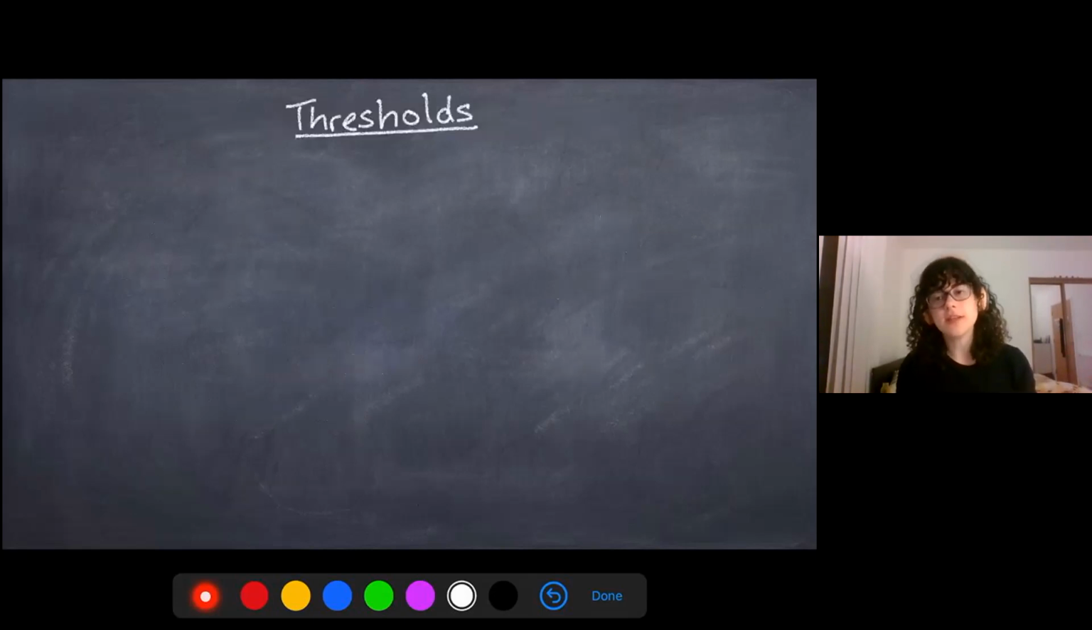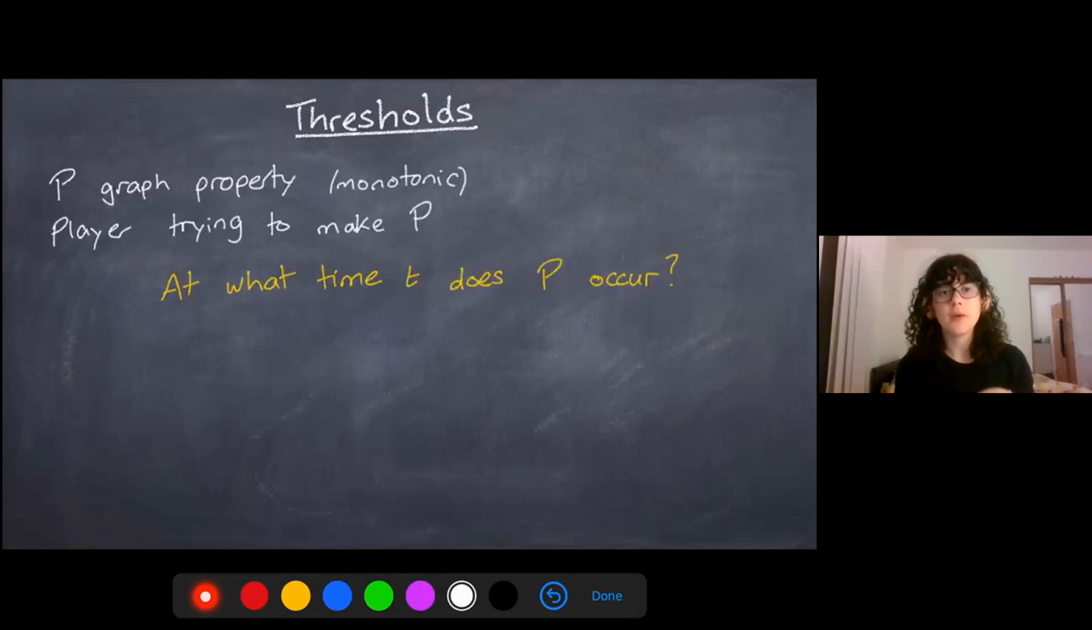So the questions that we're interested in for these semi-random graphs are, what properties can the player force the graph to have, and how long does it take to get that property? And we're going to talk about this in the context of thresholds. So if P is a graph property, we're going to ask that P is monotonic. So that just means that if a graph has the property, adding more edges to the graph keeps that property. And the reason we ask for that is so that once you've made the property, further time steps, the property just carries on. So then it makes sense to ask the question, at what time t does this property occur?